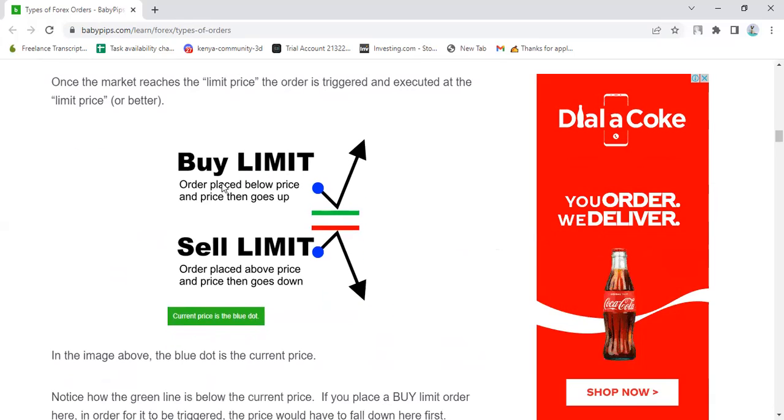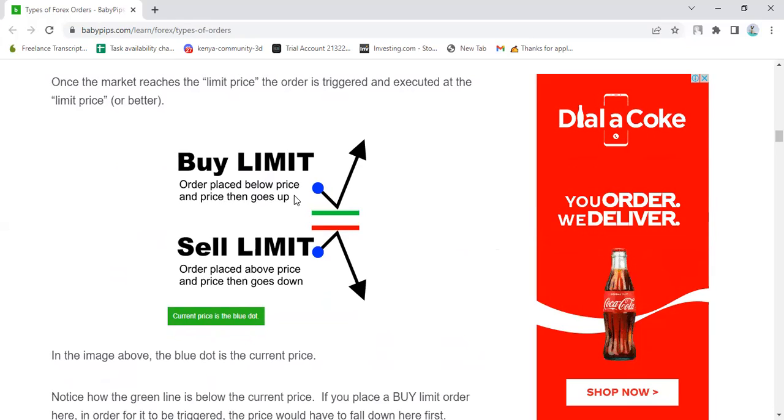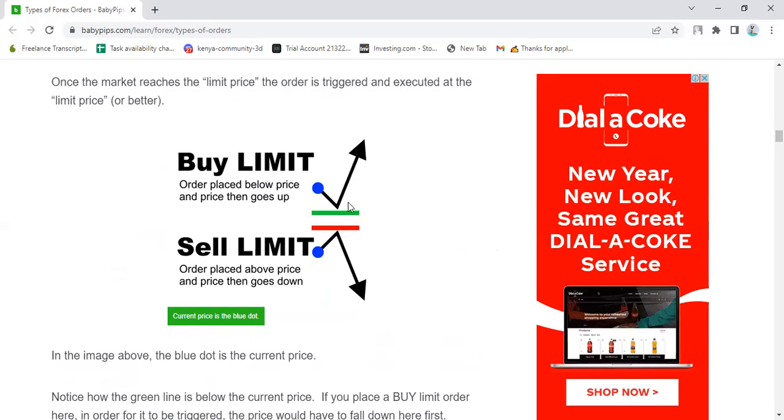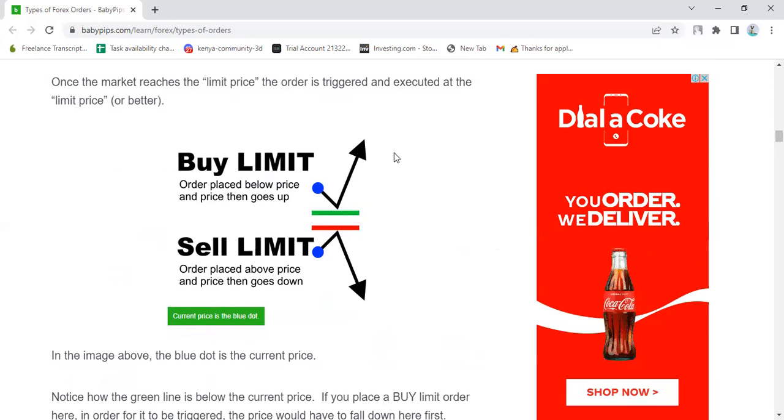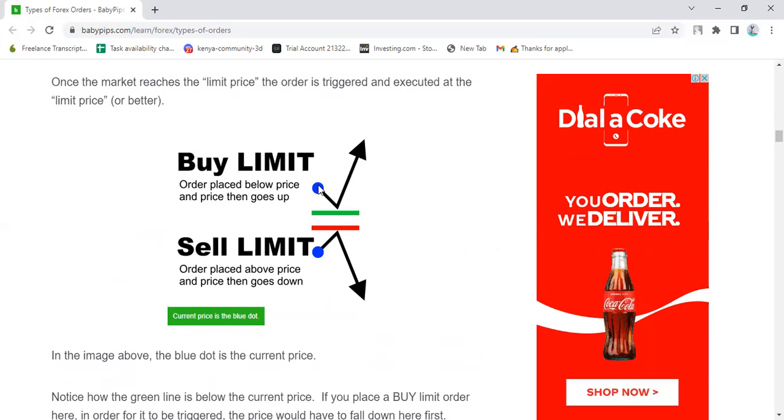So for a buy limit, the order is placed below the price and the price then goes up. Let's take for instance, the price is at this level and we're in an uptrend, the market is moving in an uptrend, making a series of higher highs and higher lows. So what do we do? If the market is at this level, we expect the market to give us a correctional move, trigger our buy limit, and then continue moving with its initial uptrend. So that's a buy limit.